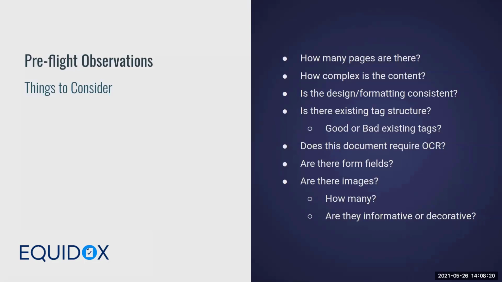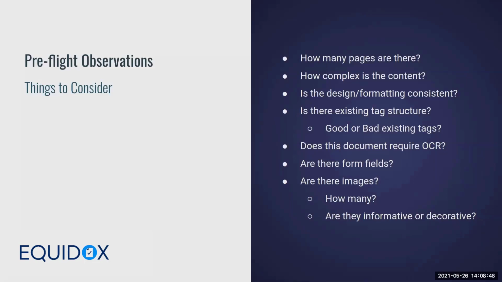If you have existing tag structure, what is the quality of those existing tags? And are they worth maintaining? Or is it better to just use Equidox and start from scratch? Because of the automation and all of the tools that Equidox gives you to tag documents, there are many instances where it can be easier to just start over rather than trying to rescue poor existing tags.